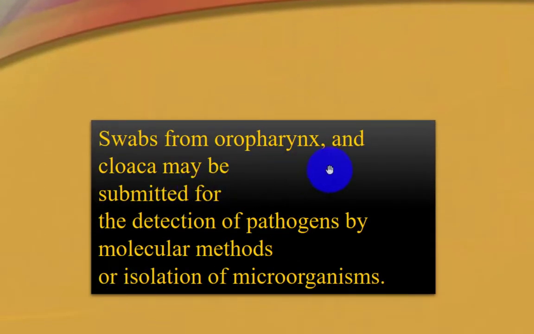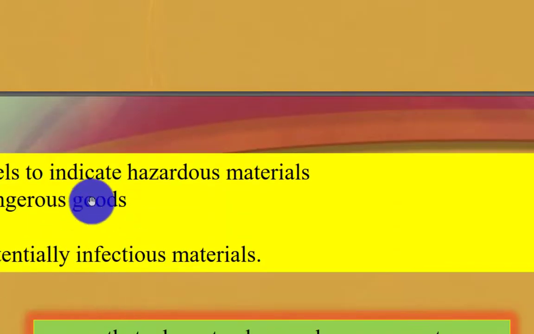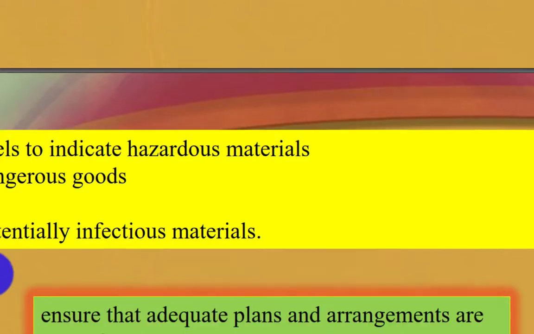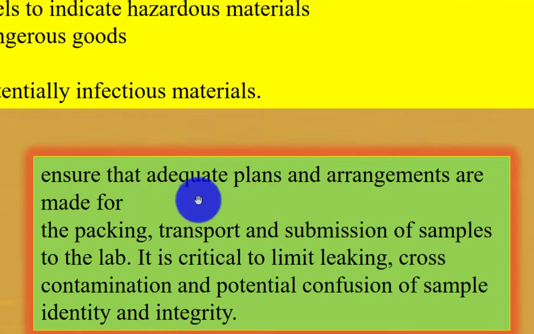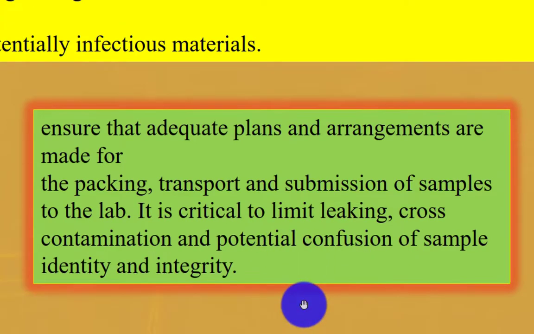Swabs from oropharynx and cloaca may be submitted for detection of the pathogen by molecular methods or isolation of the microorganisms. Label to indicate hazardous material, dangerous goods, potential infectious materials. Ensure that adequate plans and arrangements are made for the packaging, transport, and submission of samples to the lab. It's critical to limit leaking, cross-contamination, and potential confusion of sample identity and integrity.